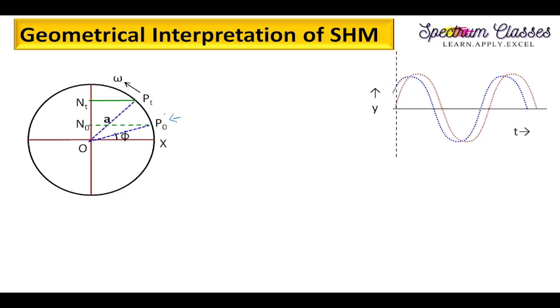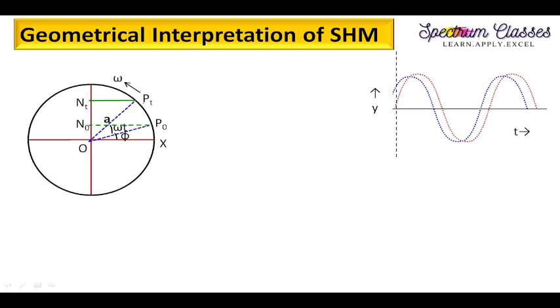Now this particle P naught will start with the velocity omega, and in time t it moves and reaches point P_t. Once it has moved from P naught to P_t, it makes an angle omega t at this point. Here I am just going to show you. This is my omega t. If you have any confusion, then you can write to me in the comment section.